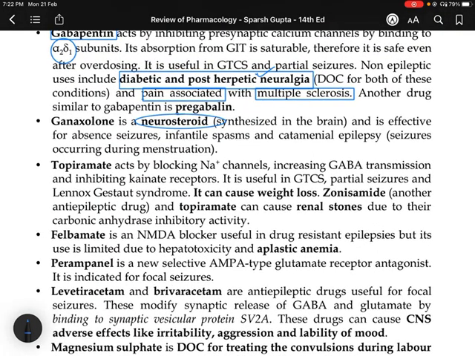It's effective for absence seizure, infantile spasm. Which drug was it, vigabatrin only, no? Infantile spasm, absence seizure and catamenial epilepsy. Oh, catamenial. Seizures occurring during menstruation. They call it catamenial.